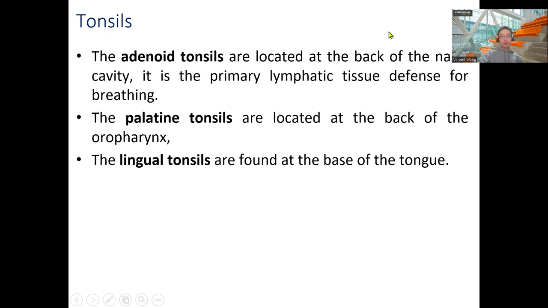We talk about the tonsils, right? The adenoid tonsils are located at the back of the nasal cavity. And then we have the palatine tonsils as well as the lingual tonsil. I already showed you where these are, located with the yellow highlighter on the diagram, so you can take a look at that again later on. But more importantly, these are things that we already discussed in lecture 2, I believe. So no need to spend too much time on them.